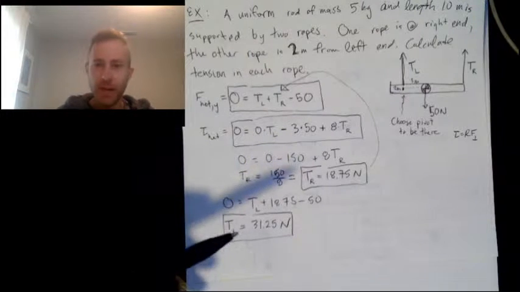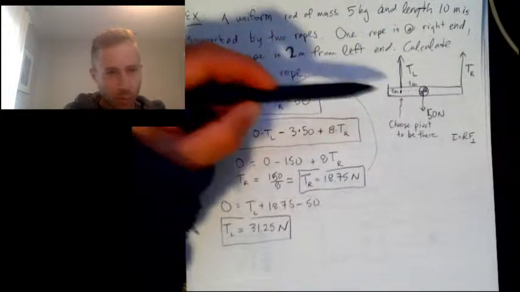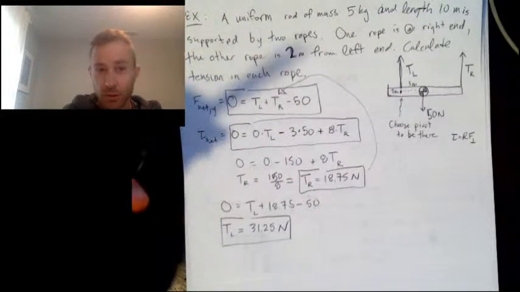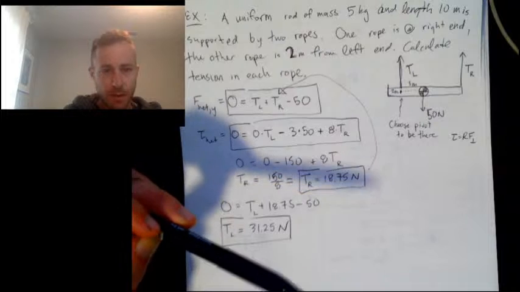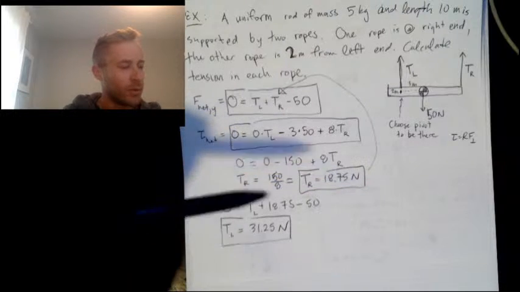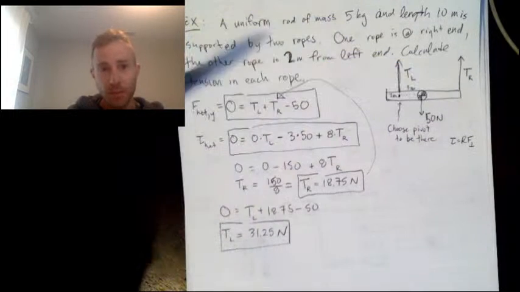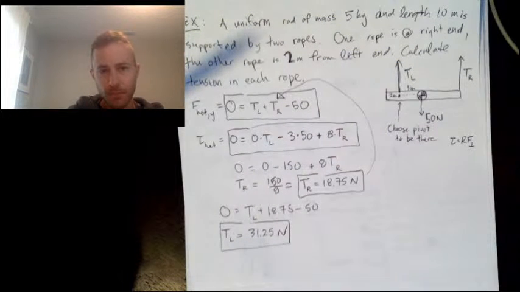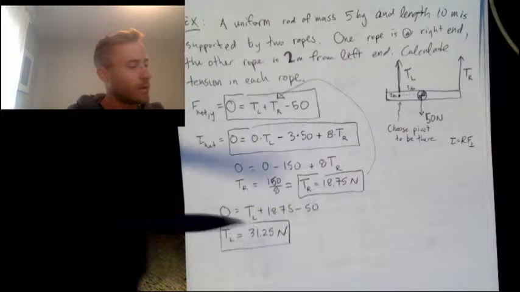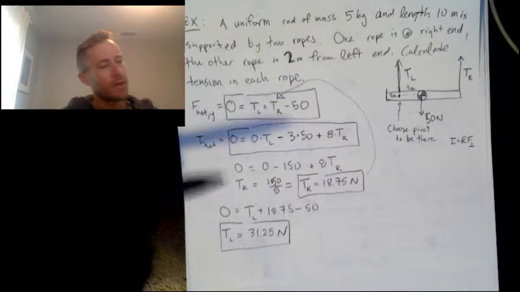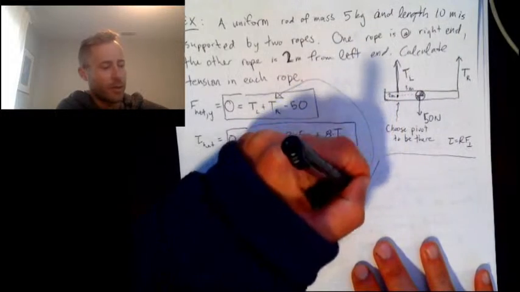Now what you're going to find is that whichever rope is acting closer to the center of mass is going to carry more of the weight. Notice how the left rope is closer to the center of mass than the right rope, so it's going to have more tension in it. That's just something to think about. I'm not going to do another example, but I just want to talk about a question in the homework.